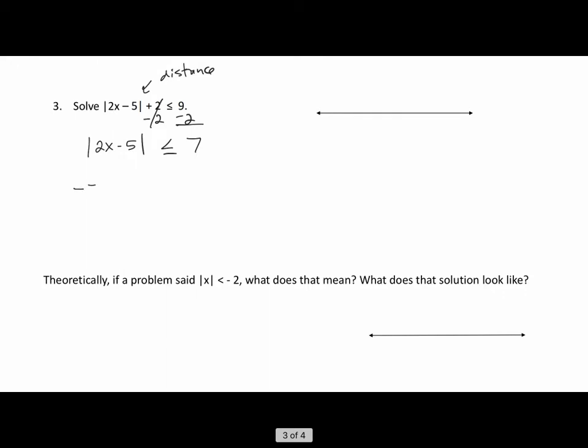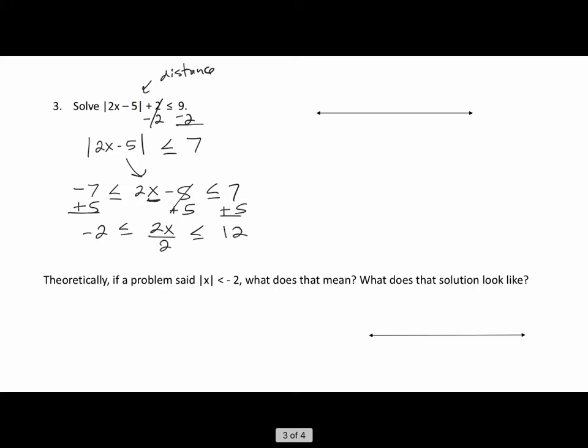So that means everything from -7 to +7. So whatever is inside of the absolute value is between -7 and +7. Those will make this statement true. So let's go ahead and solve for the x in the middle. We need to first add 5 to all 3 sides. So the left side, that's -2. The middle, that's 2x. And the right, that's 12.